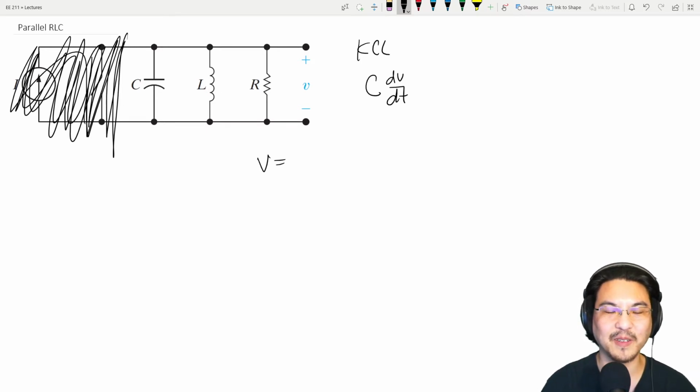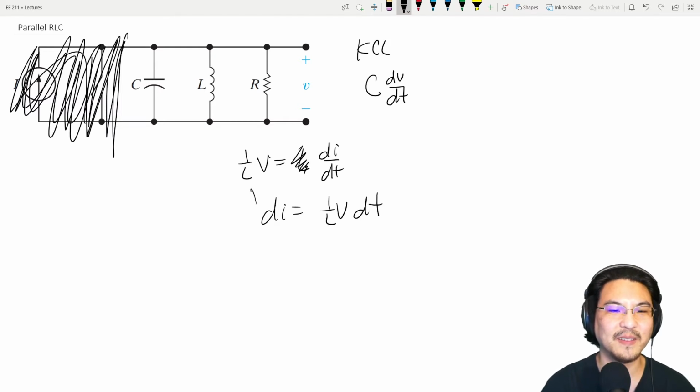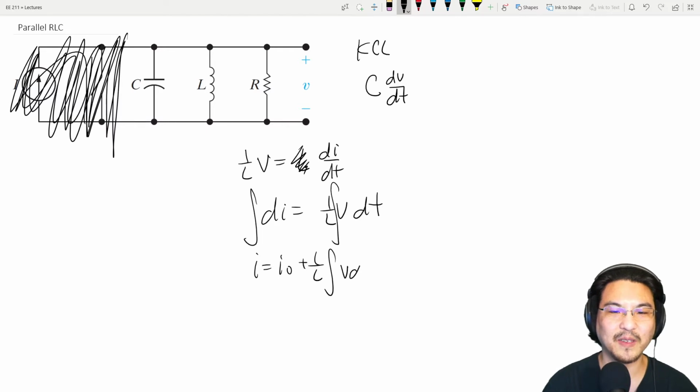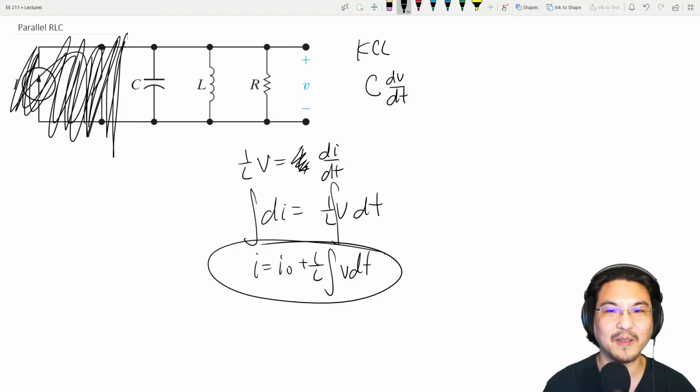I know the voltage through the inductor looks like this. So if we want the current, let's move L over here on this side and then do separation of variables. So dI is 1 over L V dt, and then we can integrate like this. All right, so then I equals I naught plus 1 over L integral V dt. So this is the current through the inductor.